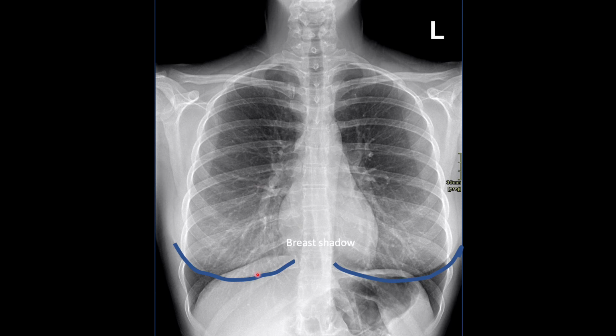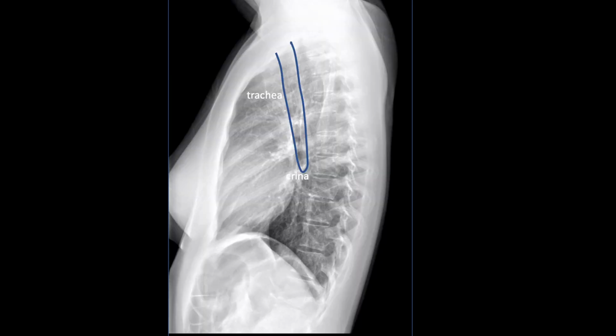It's just because the increased breast density increases the overall density of the chest. And that's why the lower lungs look a little denser.